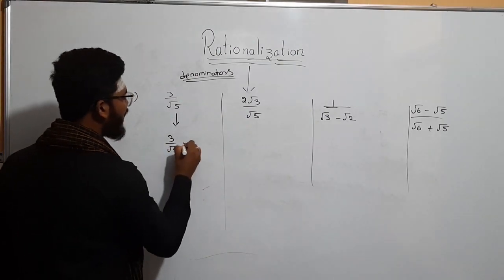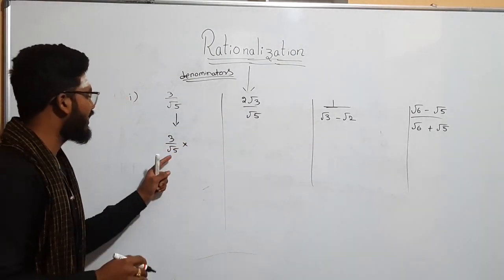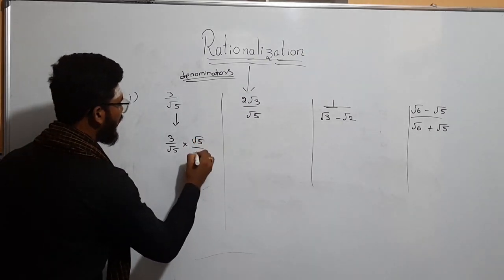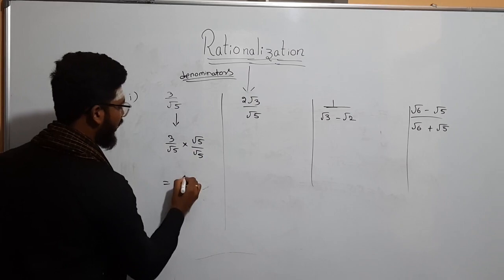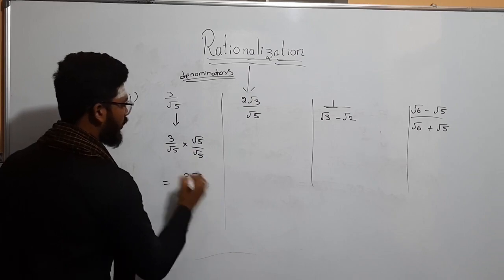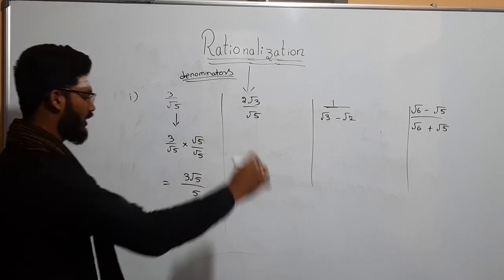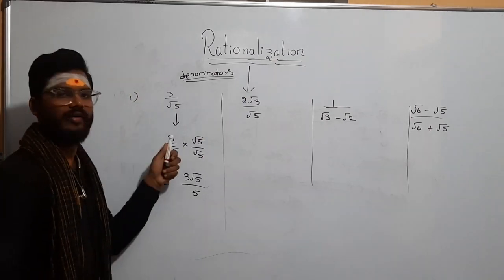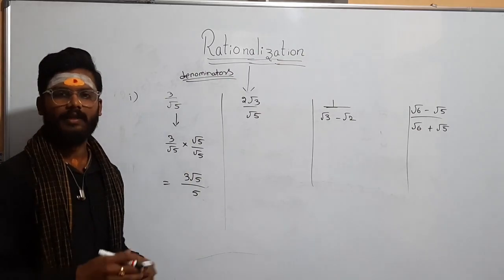We have to multiply and divide with the rationalizing factor. What is the rationalizing factor for root 5? Root 5. So into root 5 by root 5. So 3 into root 5 in the numerator, 3 root 5, by root 5 into root 5 is root 5 square, nothing but 5. So we rationalized 3 by root 5 as 3 root 5 by 5.